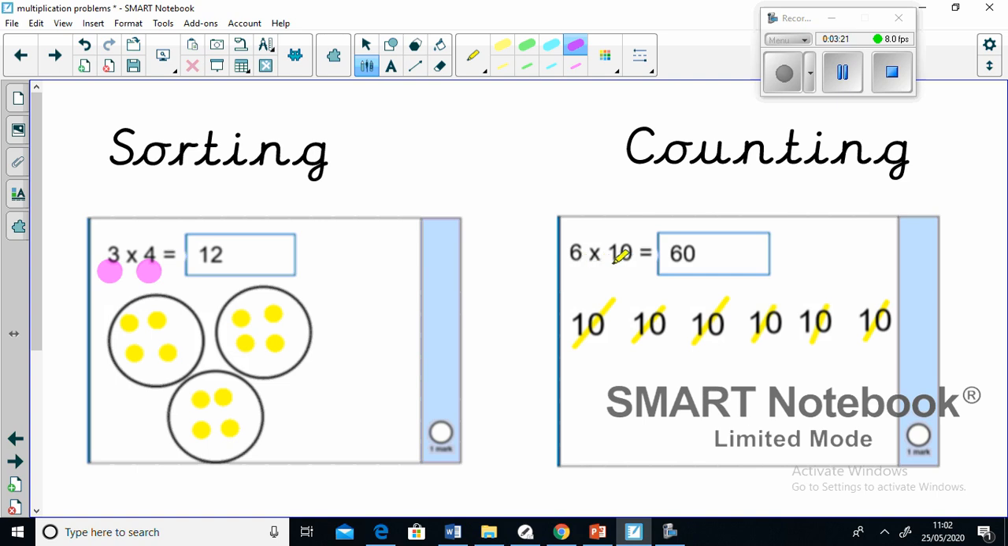6 groups of 10. Well, I know how to count in 10. So I just need to draw 1, 2, 3, 4, 5, 6 groups of them, and then just count them up. 10, 20, 30, 40, 50, 60. My product is 60. Now, these are the two methods that we're going to come back to time and time again. And they're the two methods that I challenge you to solve in your activities as well. Let's solve a few together, and I'm sure you'll get the hang of it, no problem.